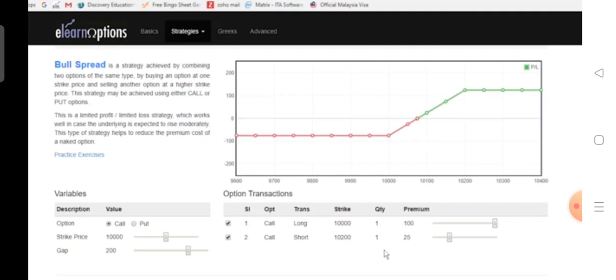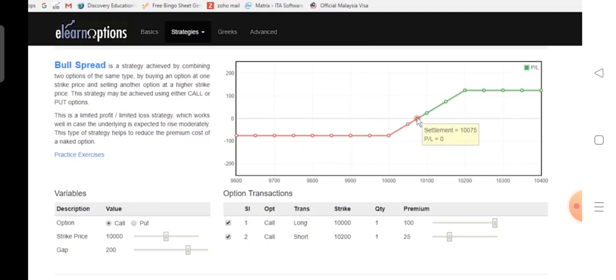And the break-even point would be the lowest strike price, 10,000, plus the maximum loss, which is 75. So the break-even point comes to 10,075, as we can see here in this diagram.